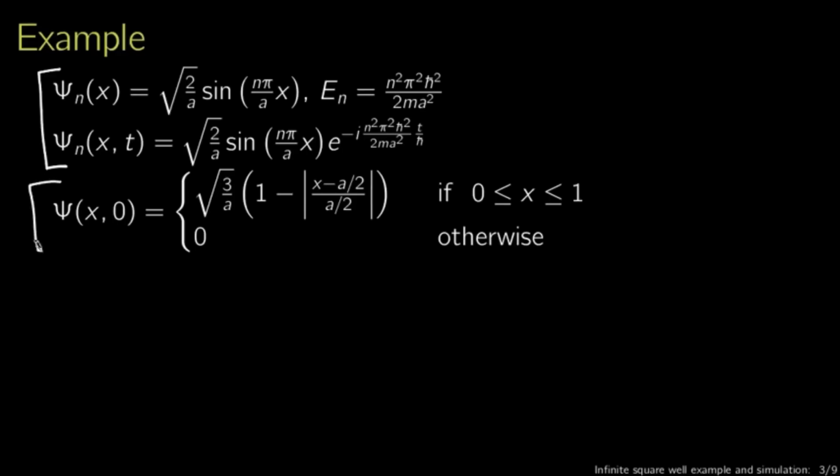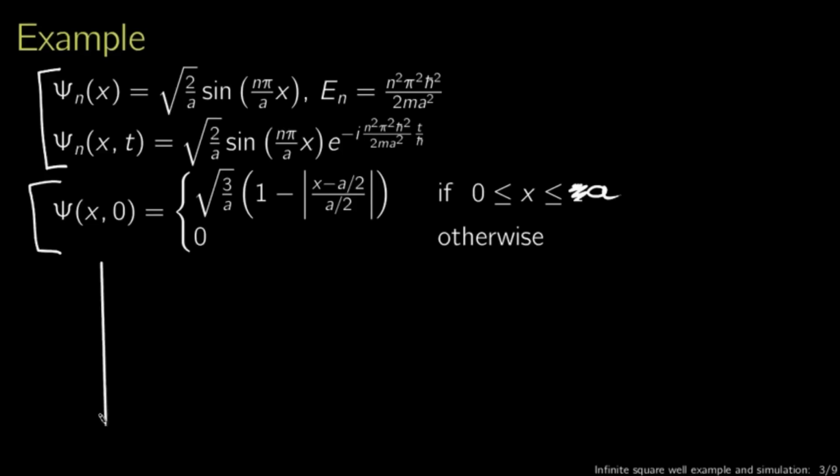The initial condition that I'd like to consider in this lecture is the wave function evaluated at 0 is either 0 if you're outside the domain, or, if you're inside the domain, you have this properly normalized wave function. We have an absolute value in this, which means this is a little difficult to work with.